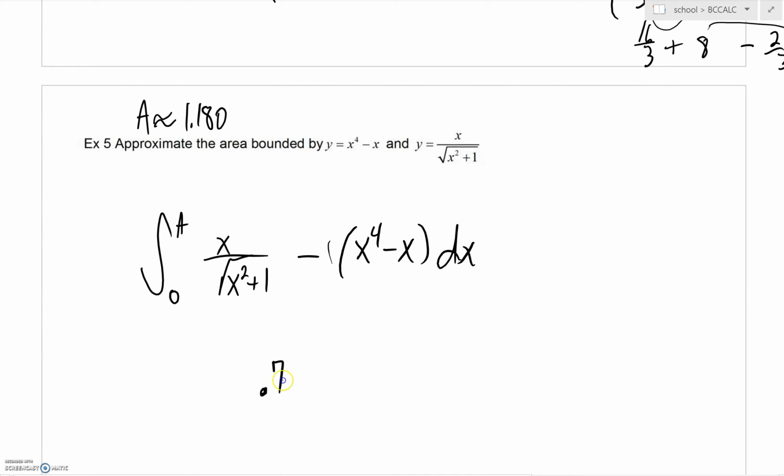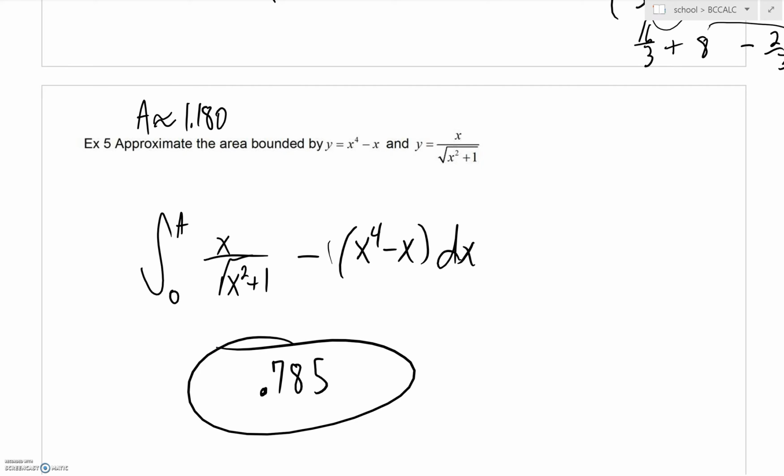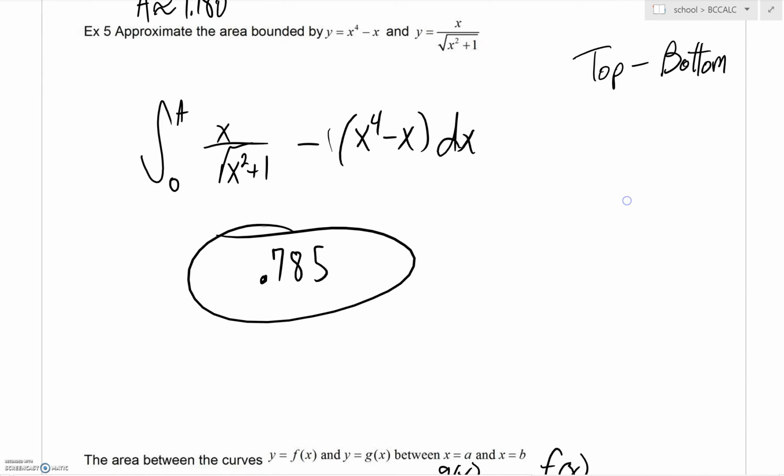By the way, we know that the area between two curves is positive. If we would have gotten a negative value, that would have indicated that we didn't do top minus bottom. We would have done bottom minus top. So for all of these problems in 6.1, you should get something positive.